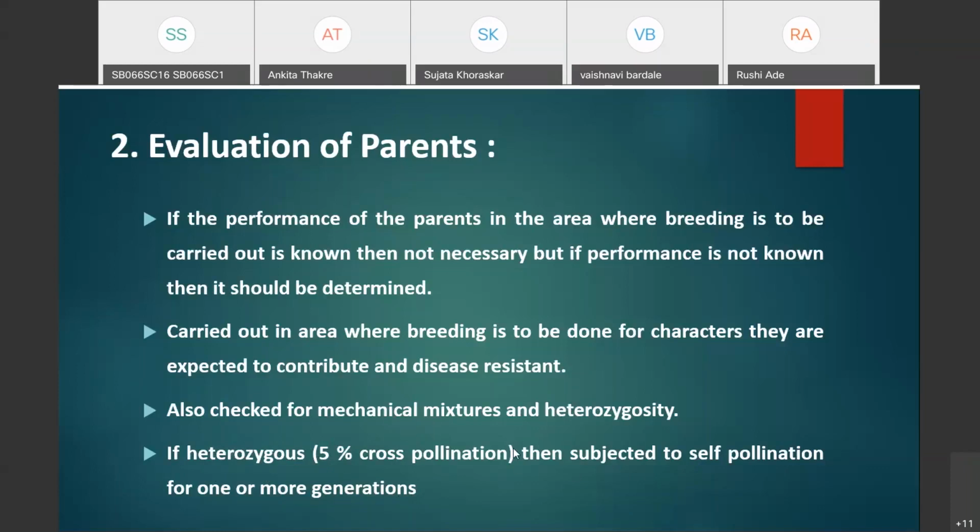Okay, if in one of the parent the cross pollination increases beyond the 5%, then that parent is considered as heterozygous, and that parent is then subjected to self pollination for one or more generation to reduce the heterozygosity and to increase the homozygosity in the parent. Okay, that is all about the evaluation of parent.